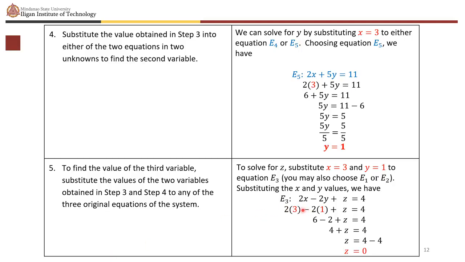E sub 3 is 2x minus 2y plus z is equal to 4. So substituting x equal to 3 and y equal to 1, we come up with 2 times 3 minus 2 times 1 plus z is equal to 4. Solving, 2 times 3 is 6, 2 times 1 is 2 but that's minus, plus z is equal to 4. So 6 minus 2 is 4, plus z is equal to 4. We can subtract both sides by 4 and come up with z is equal to 0.